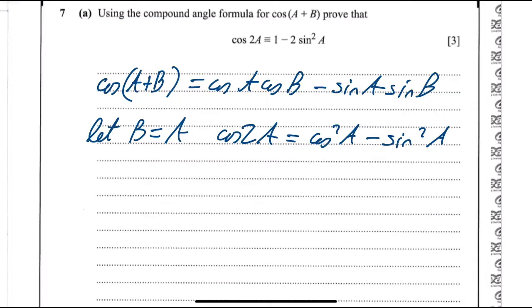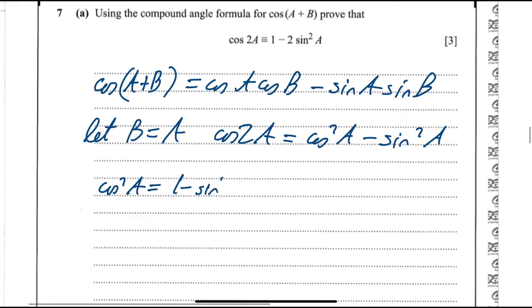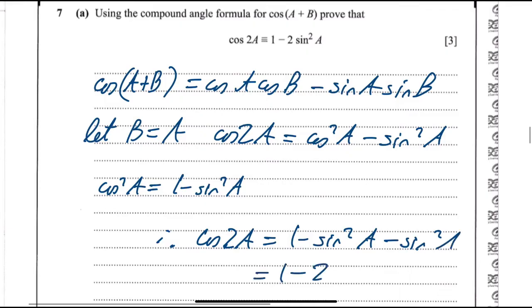Now we know sine squared plus cos squared equals 1, which means cos squared a is equal to 1 minus sine squared a. So that means you can say, therefore, cos of 2a is equal to 1 minus sine squared a minus sine squared a, which is equal to 1 minus 2 sine squared a, as required. Lovely. And you know you've got your marks.